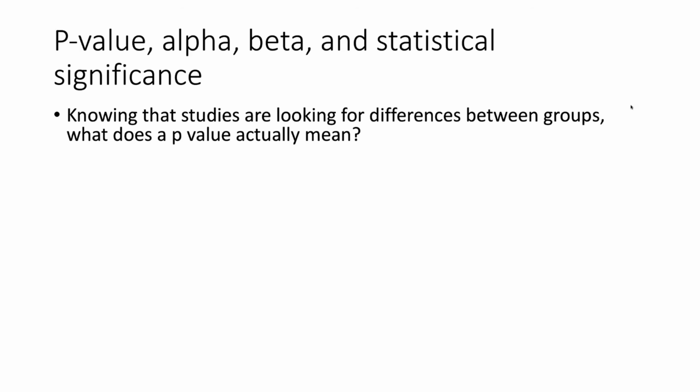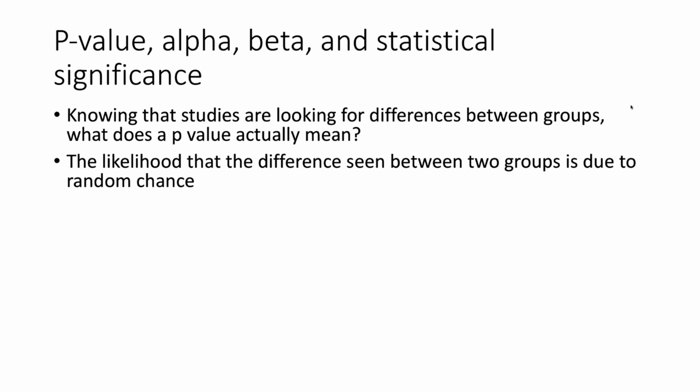So again, the question that research studies are asking is, are these two groups different or not? The p-value is telling us how confident we are that the two groups are actually different, versus it's just due to random chance. So a p-value is the likelihood that the difference seen between two groups is due to random chance. They love questions on p-value.